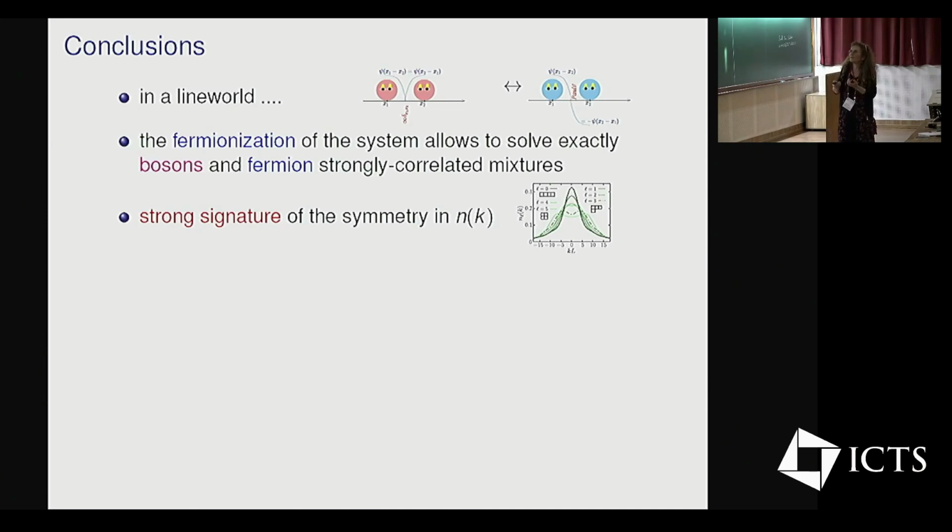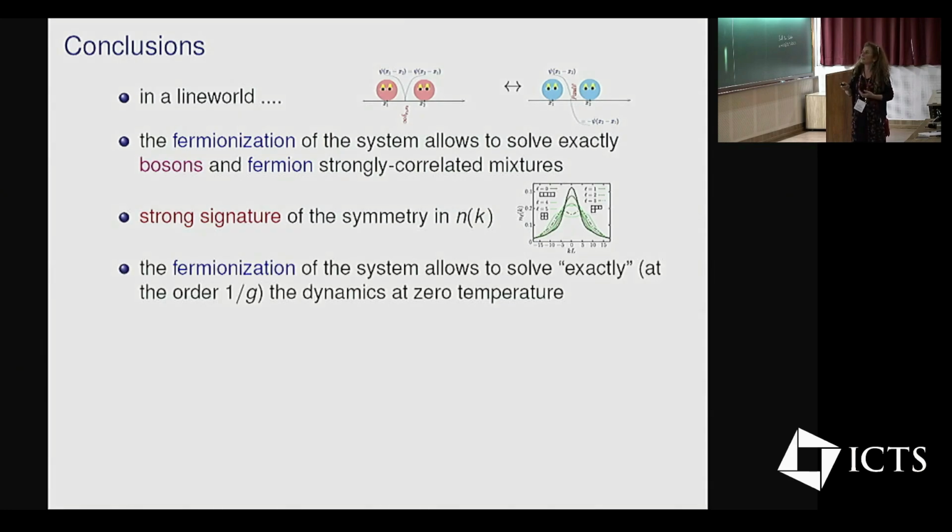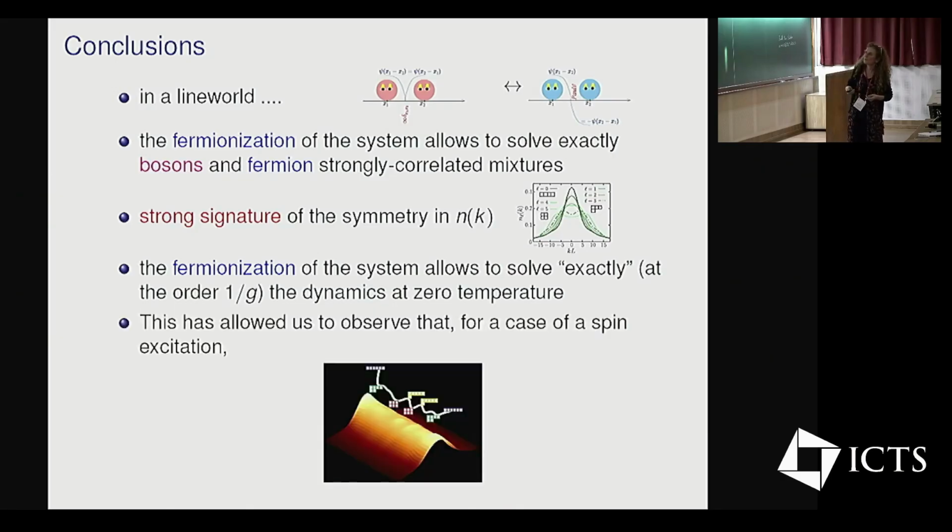And so we have understood the connection between the symmetry and the different states, and there is a strong signature of the symmetry in the momentum distribution. The fermionization also allows us to solve the model exactly for the dynamics at zero temperature, and this has allowed us to observe that for a case of spin excitation, if the symmetry is not conserved by the Hamiltonian, you have strong oscillation of the momentum distribution that corresponds to strong oscillation of the symmetry.